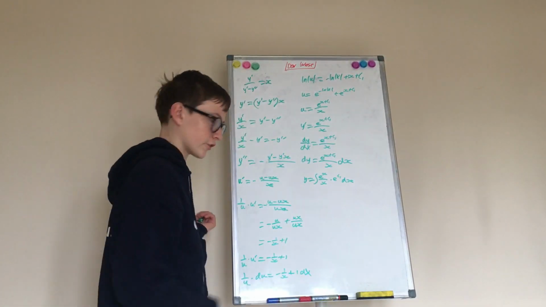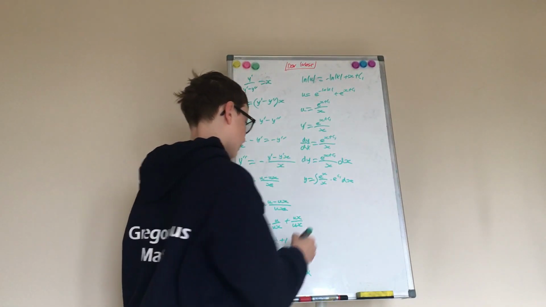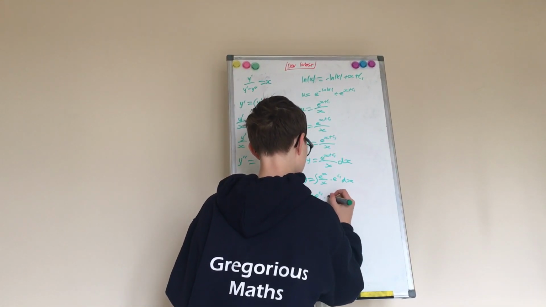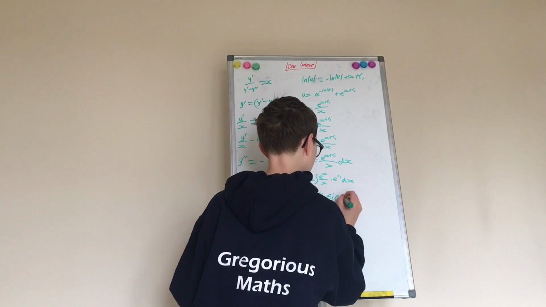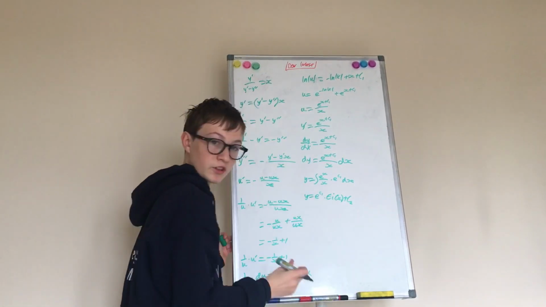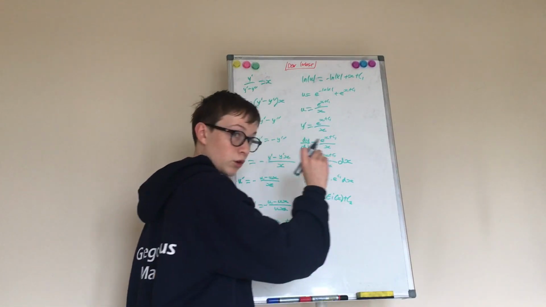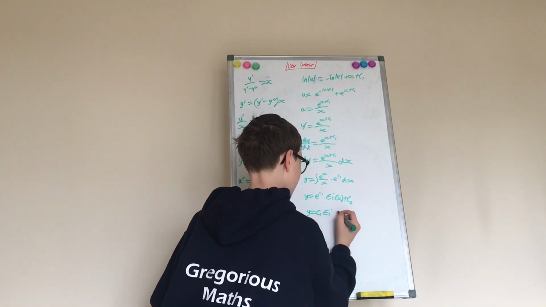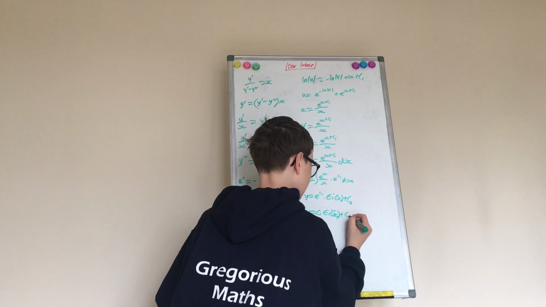E to the c1 is just a constant, so we can bring it to the outside, meaning that y equals e to the c1 times the exponential integral of x plus c2. This is just, e to the c1 is just a constant, and a constant times a constant is another constant, so that means that y equals c1 exponential integral of x plus c2.